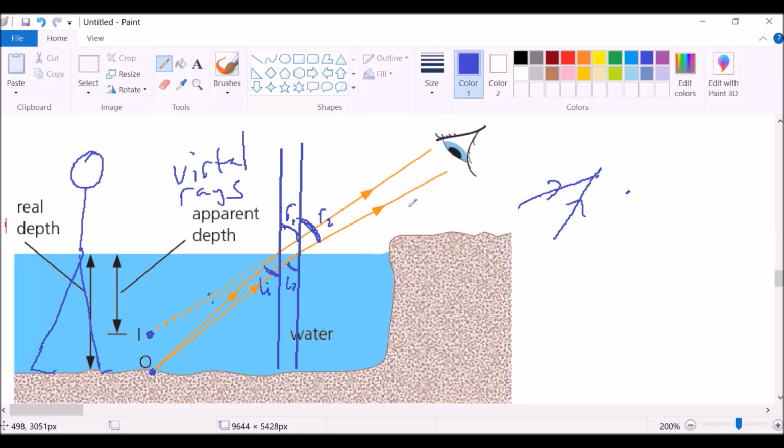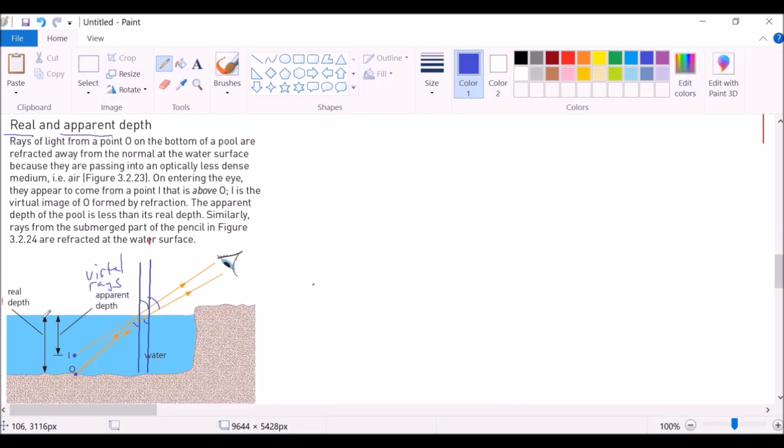So to obtain an image, we would have to trace back these rays with virtual rays. These are virtual rays. The dotted rays are virtual. And where they meet, that's where the image is formed. So the image becomes a virtual image, virtual or apparent. Apparently, we can see the image is at a higher point than the object, so it appears shallow. Now, the real depth is greater than the apparent depth.